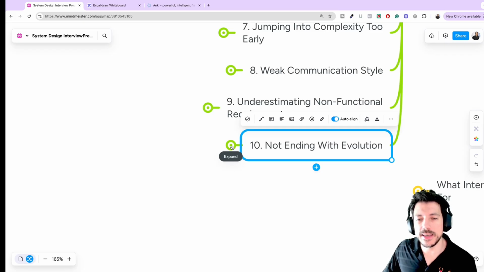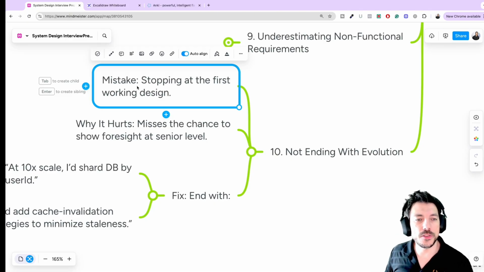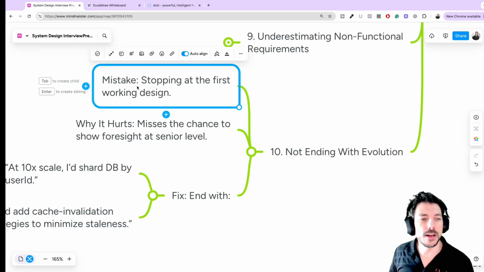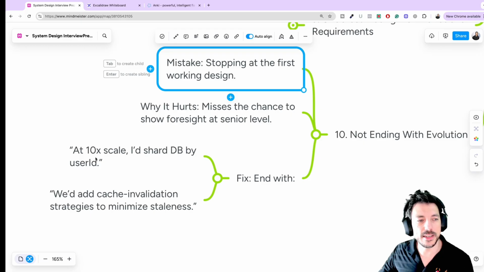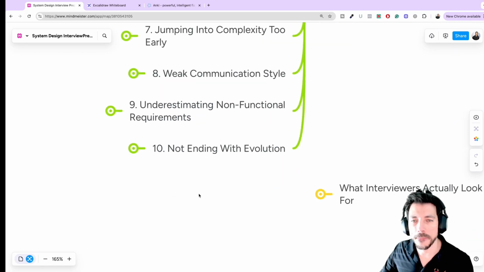And the last mistake is not ending with evolution. The mistake is to stop at the first working design. And why does this hurt? It's because you miss the chance to show knowledge as a senior software engineer, right? And the fix for that is to say, hey, at 10x scale, I would shard the database by user ID or something like that. And you can say, oh, we would add cache invalidation strategies to minimize staleness. So always end the interview with this 10x evolution, right?